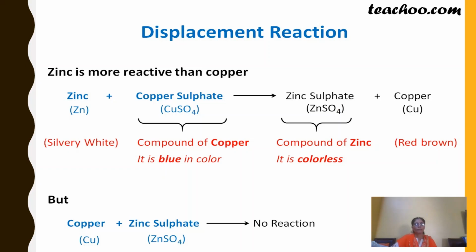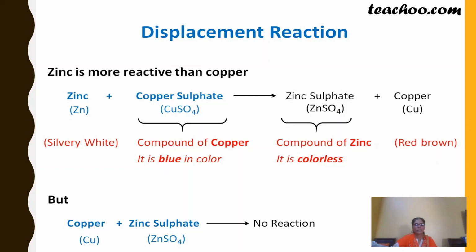Then what will happen if zinc sulfate is taken and copper is placed in it? Can the displacement reaction take place? No, as we have seen that zinc is more reactive than copper, only zinc can displace copper from its compound. But when copper is placed in zinc sulfate solution, copper cannot displace zinc from its compound because copper is less reactive than zinc. So if copper is placed in zinc sulfate solution, there will be no reaction.